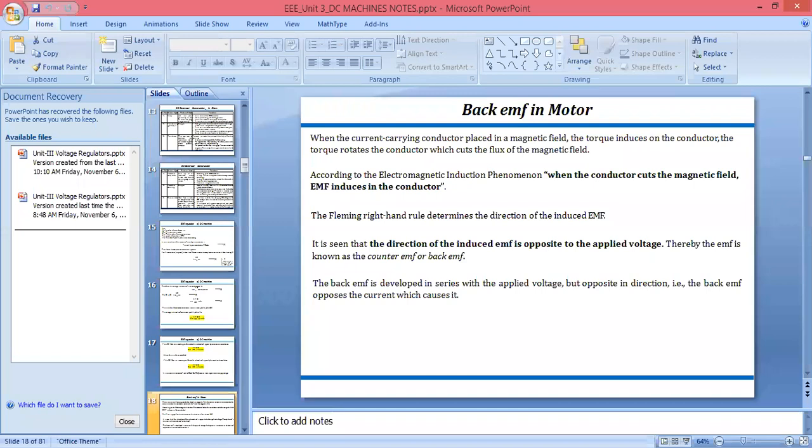When we place the conductor in the magnetic field, torque gets introduced, and the torque will rotate the conductor, which will cut the magnetic field. And we know that when the magnetic flux is cut by the conductor, EMF will get introduced. Fleming's right hand rule is only giving the direction, but the EMF that is getting introduced, according to what is it happening? According to Faraday's law.